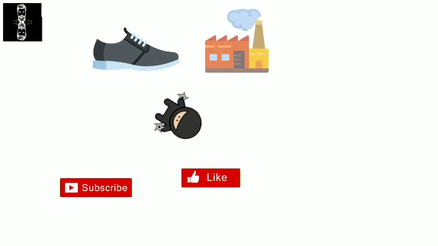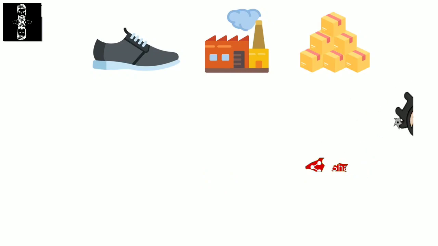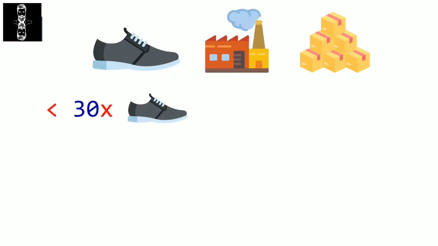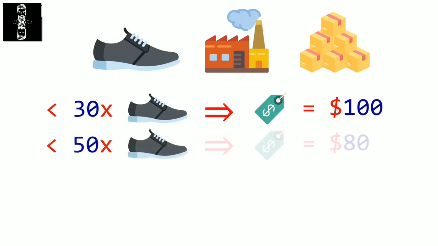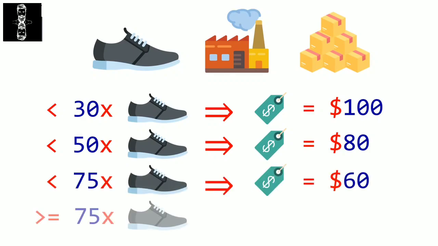Let's suppose you have a shoe factory that does wholesaling. So it sells in large quantities. And you want to set the unit price depending on the quantity. For example, if the customer buys less than 30 shoes, the unit price is $100. Else, if he buys less than 50 shoes, the unit price is $80. Else, if he buys less than 75 shoes, the unit price is $60. Else, the unit price is $50.